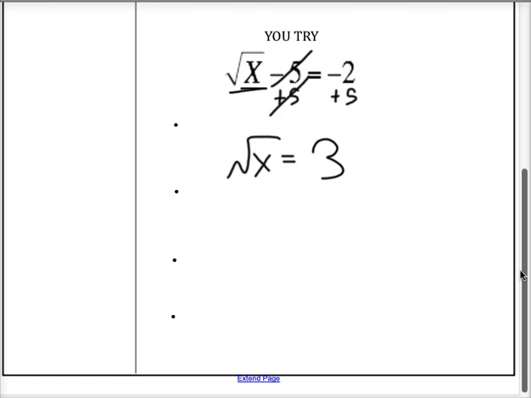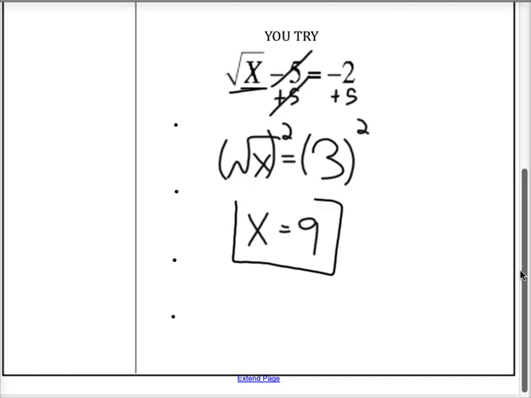All right, so now that I have the square root by itself, now I'm going to square both sides. Again, that undoes the square root over here. And 3 squared is 9. Now, once again, I already have my answer. x equals 9.